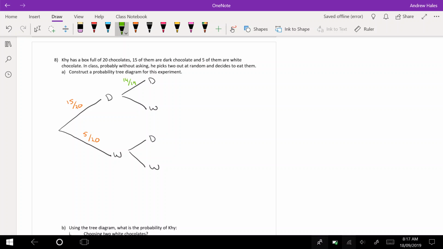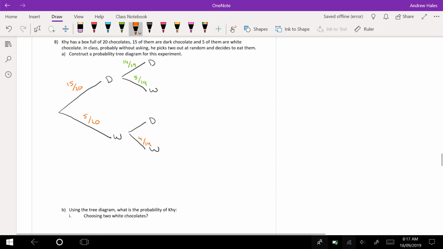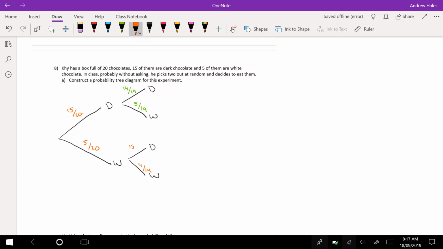The other one now would be 5 out of 19, because you still have all your white chocolates, and you have 19 left over. And then for your other one, this would be 4 out of 19, because you've chosen a white chocolate already, and this is 15 out of 19.